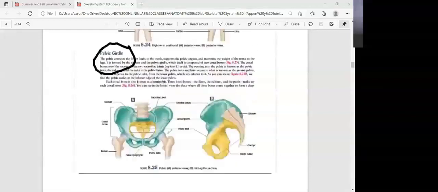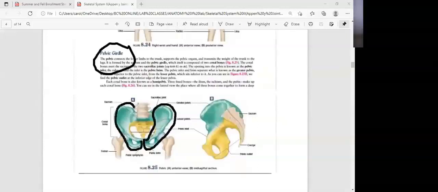We scroll down, this bone right here in green, that's going to be the os coxae or hip bone. This one right here is also the os coxae or hip bone. And right here in yellow, you're going to have the sacrum. These 3 bones together are going to form the pelvic area.